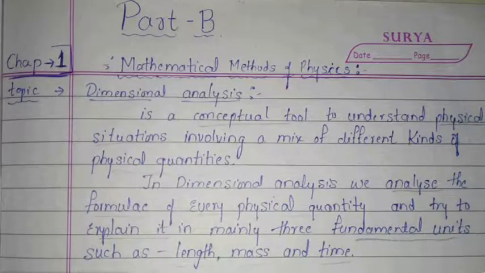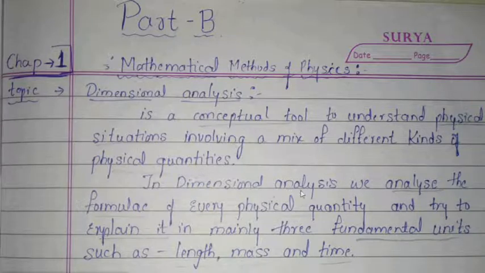So, hope you people have gone through the syllabus of NET physical sciences that I have uploaded before. So, the part B. In that, the first chapter is mathematical methods of physics, and in that, the first topic is dimensional analysis. So, the definition of dimensional analysis is it is a conceptual tool to understand physical situations involving a mix of different kinds of physical quantities.